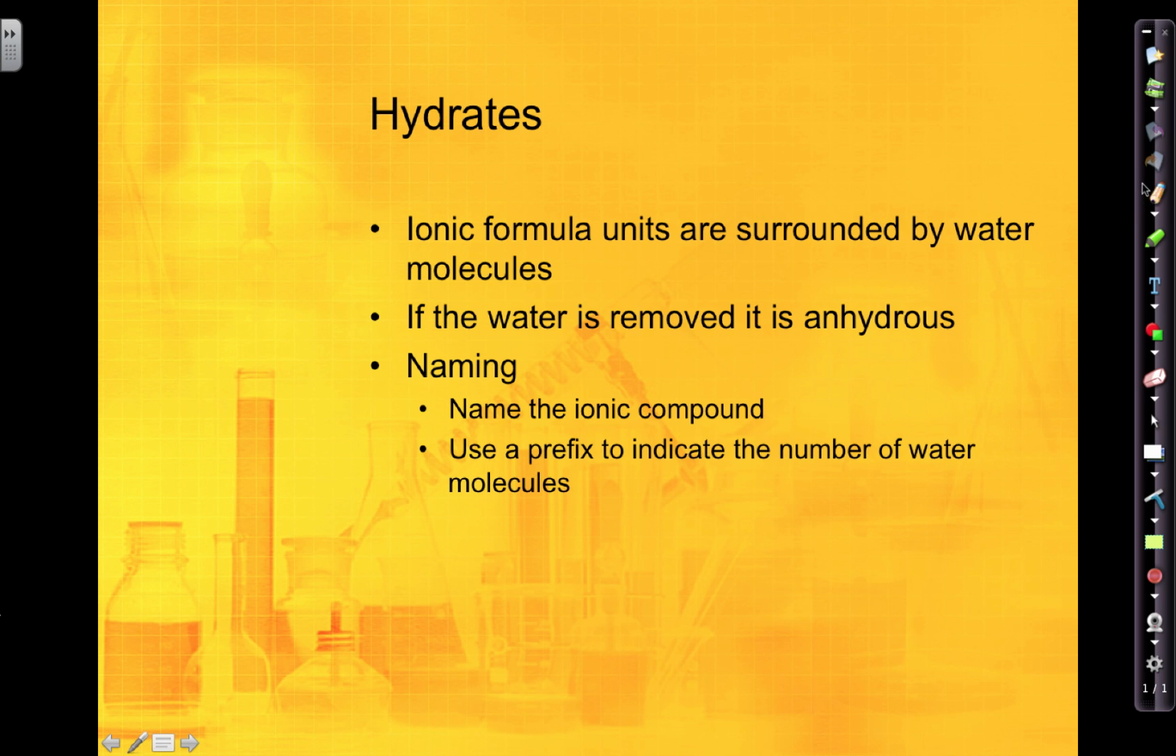So, for example, if you have this, this is how you're going to know it's a hydrate if you just have the symbols. You have an ionic compound followed by a multiplication sign and water with a number in front of it. If you have that, that is a hydrate. That means it's just whatever this is plus 5 water molecules in this case.